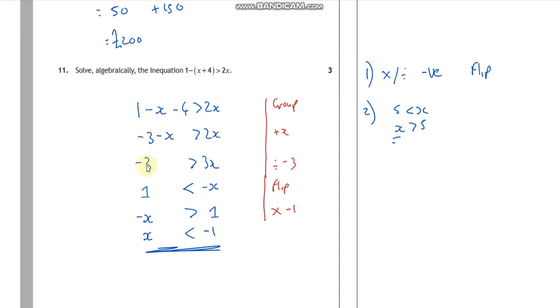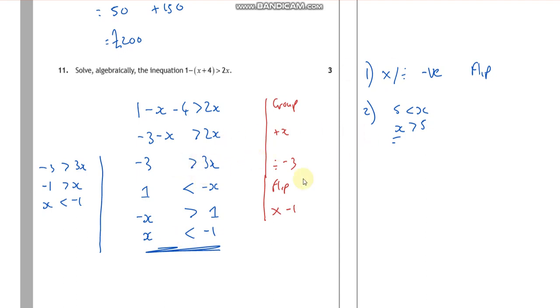I think at this point, maybe I could have just divided through by 3, yeah, I probably could have just divided through by 3. That would have made my life a bit easier. So maybe here I could have said, right, -3 greater than 3x. If I divided through by 3, I'd get -1 greater than x. And then I could have flipped it around to say x is less than -1. That's maybe an easier way of doing it, actually.